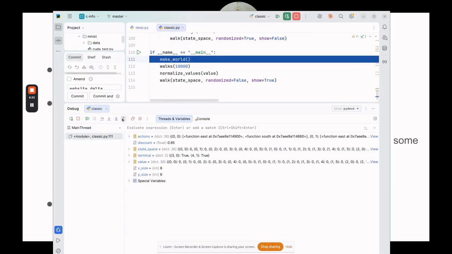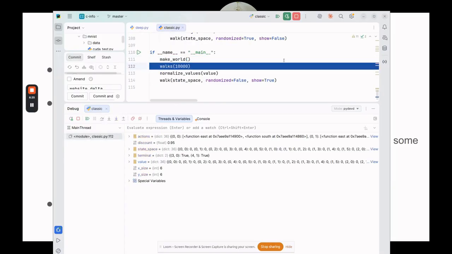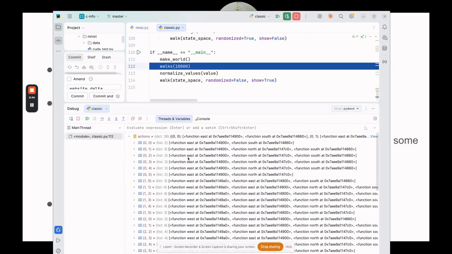If I go up one, make world. Okay, so I've made the world, and if we look here, then what do we have here? We have the action. So these are 36. So basically at 0, 4, these are the actions that you can actually take.